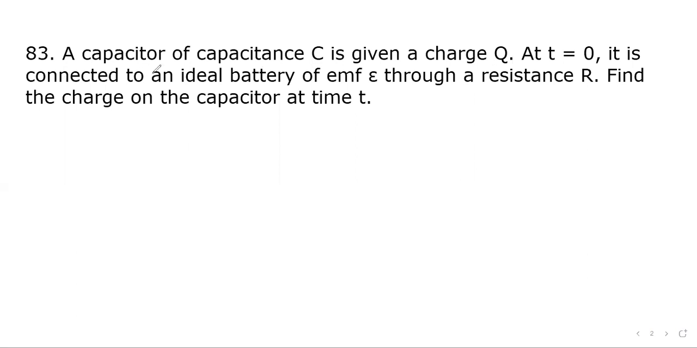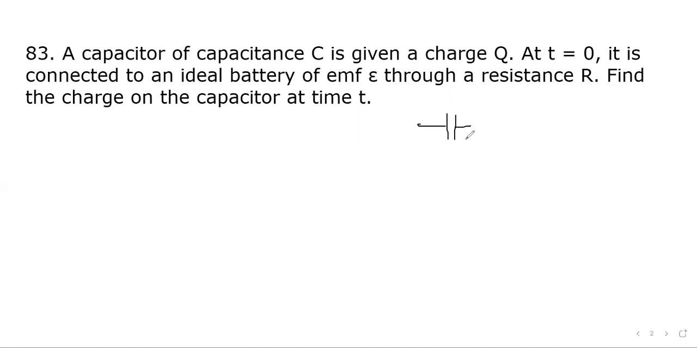Question number 83. A capacitor of capacitance C is given a charge Q at t equal to 0. It is connected to an ideal battery of EMF epsilon through a resistance R. Find the charge on the capacitor at time t.